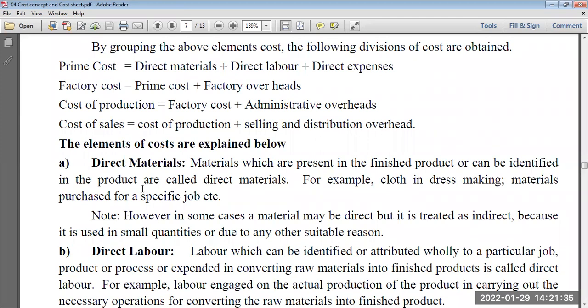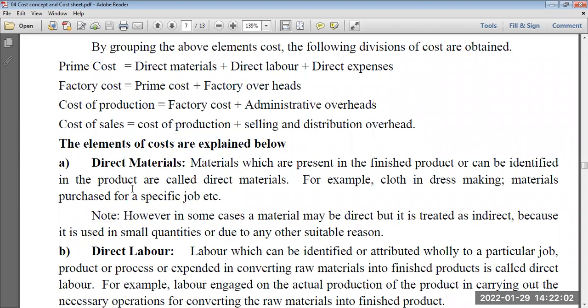Okay, so after you add the factory overheads with prime cost, you will get factory cost. Factory cost is nothing but the total of prime cost and factory overheads. Then after you find out factory cost, you have to add all those indirect expenses that are incurred in office and administrative process. If you add office and administrative overheads with the factory cost, we call that as cost of production.